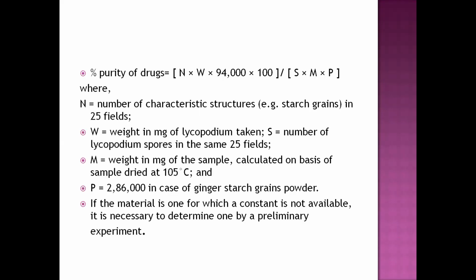For calculating the percentage purity of a drug you can calculate with N into W into 94,000 into 100 upon S into M into P, where N is equal to the number of the characteristic structures. Number of characteristic structures, example, starch grains, which you can easily identify in the powder, in the 25 or 26 fields, you have to calculate in this. Then what is W? W is weight in mg of the lycopodium taken. आपने कितना लिया उसका weight. Then S is the number of lycopodium spores in the same 25 fields.